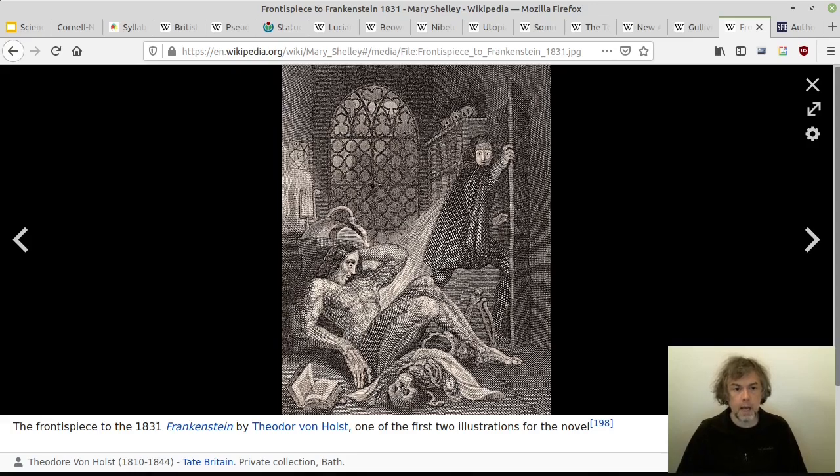So first we have Walton's introduction. Then we have Victor Frankenstein's narrative told to Walton. Then Victor Frankenstein relates the creature's narrative as told to Victor, but then is in turn told to Walton. Then at the end we have Walton's conclusion. And then finally we have the creature mourning his dead creator as told to Walton.